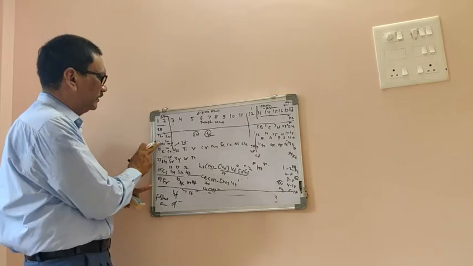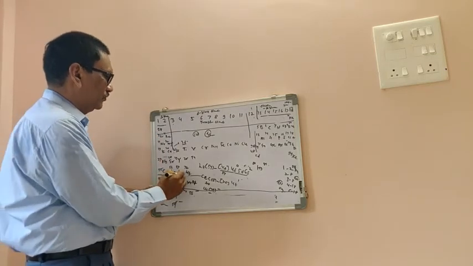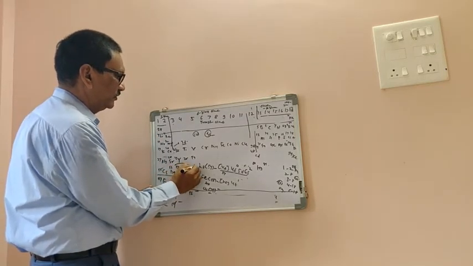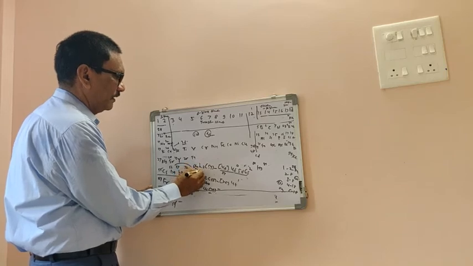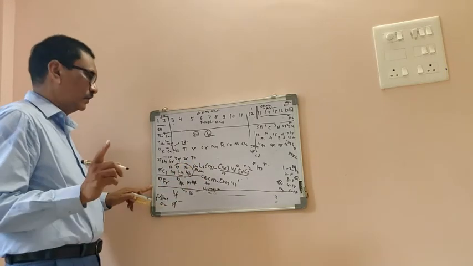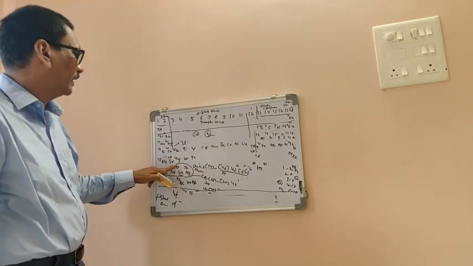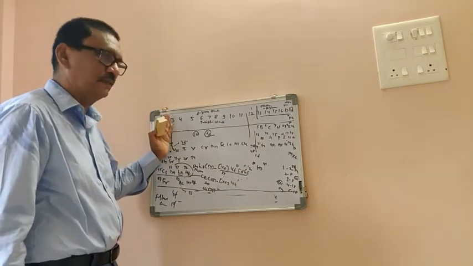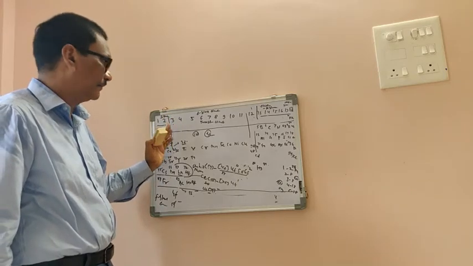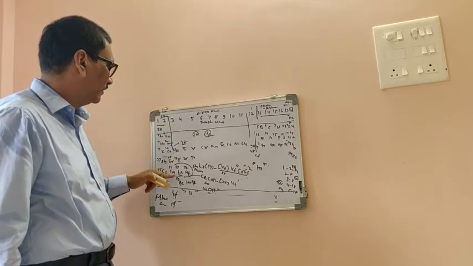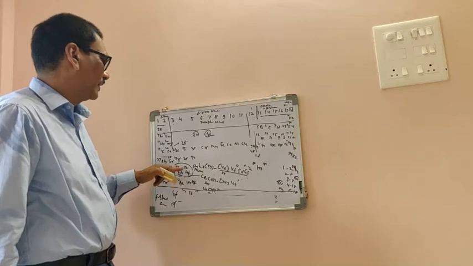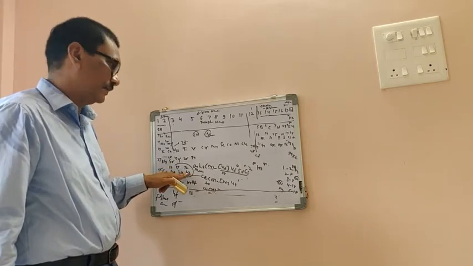So lanthanides are placed in the sixth period. And which group? The group is the third group. So I should remember that this is the position of the lanthanides in the periodic table: group third and period 6.